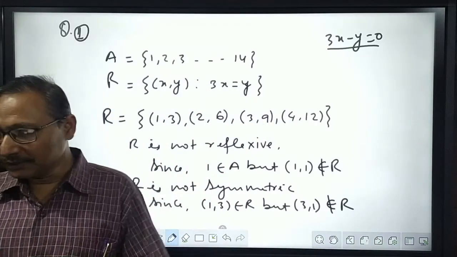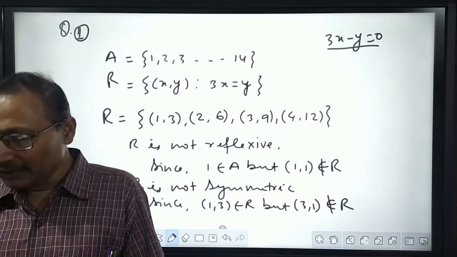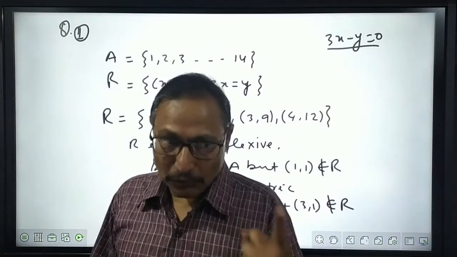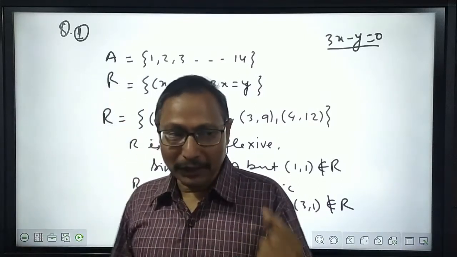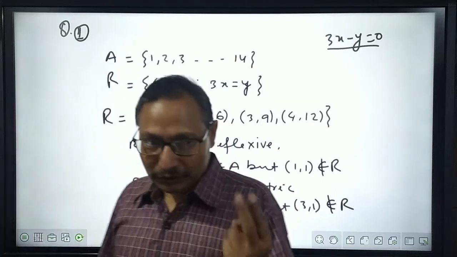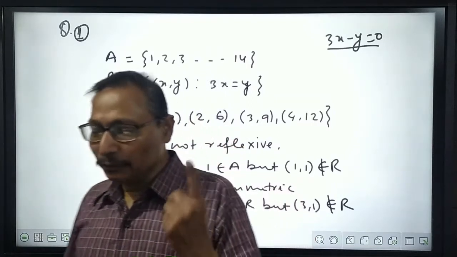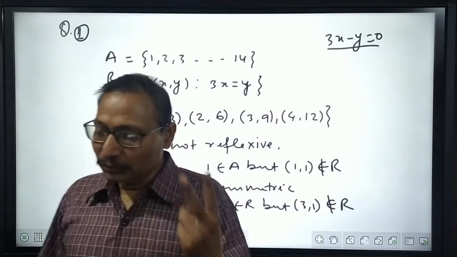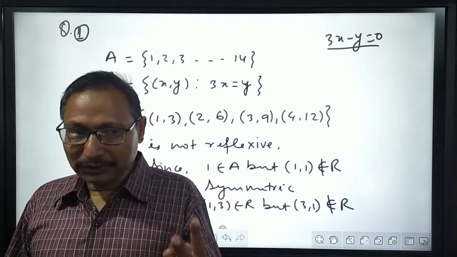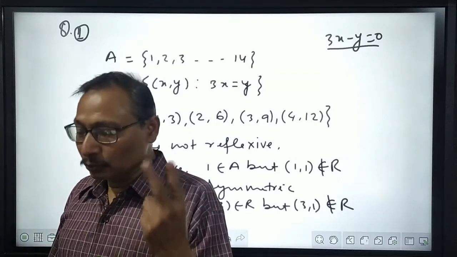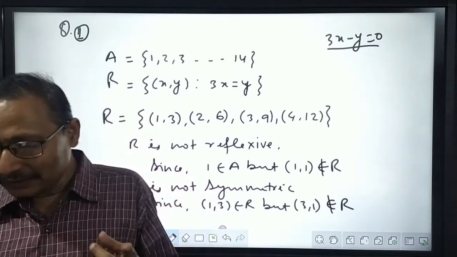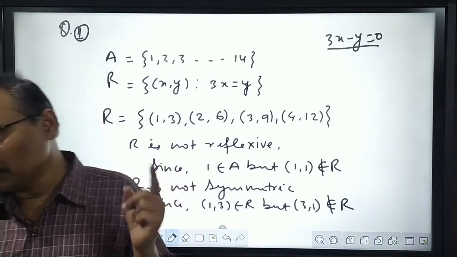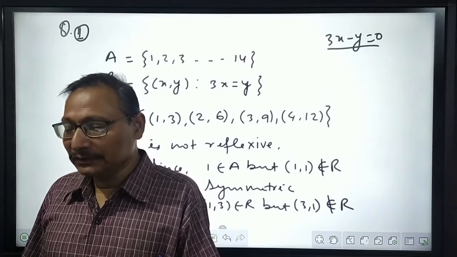Now think about transitivity of this relation. In this process, we are to pick two such pairs. Mind it, to show reflexivity, we are to pick one element from the given set. To check symmetricity, we are to pick one pair from the given relation. To check transitivity, we need to take two pairs such that the second element of the first pair must be the first element of the second pair.